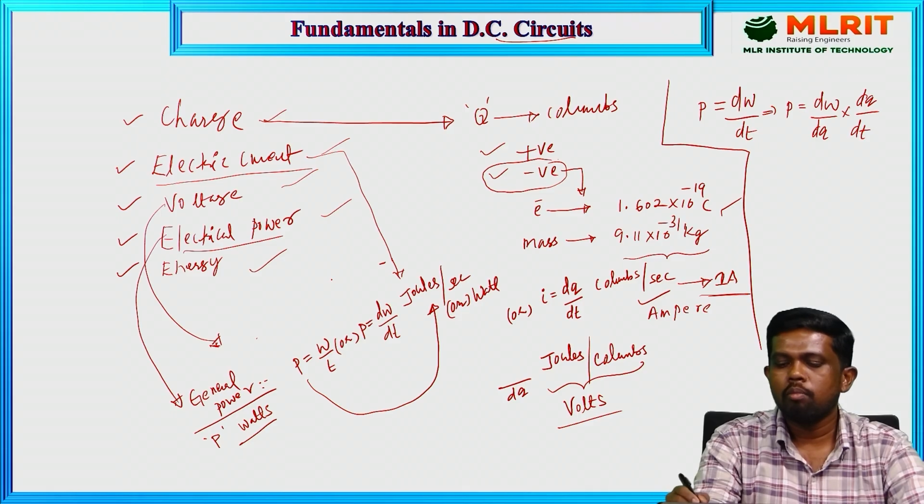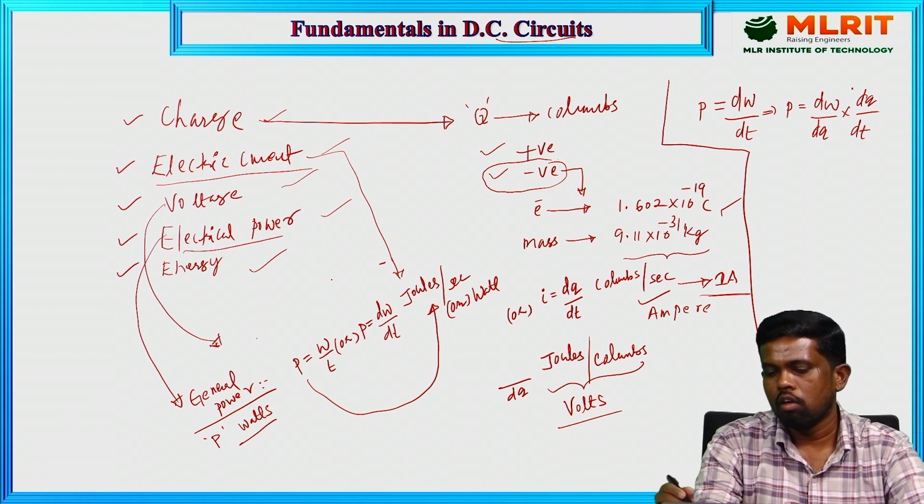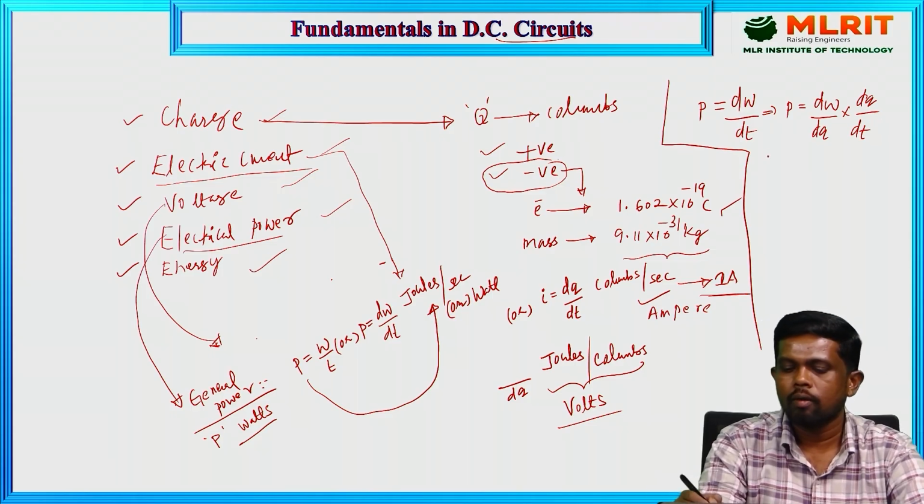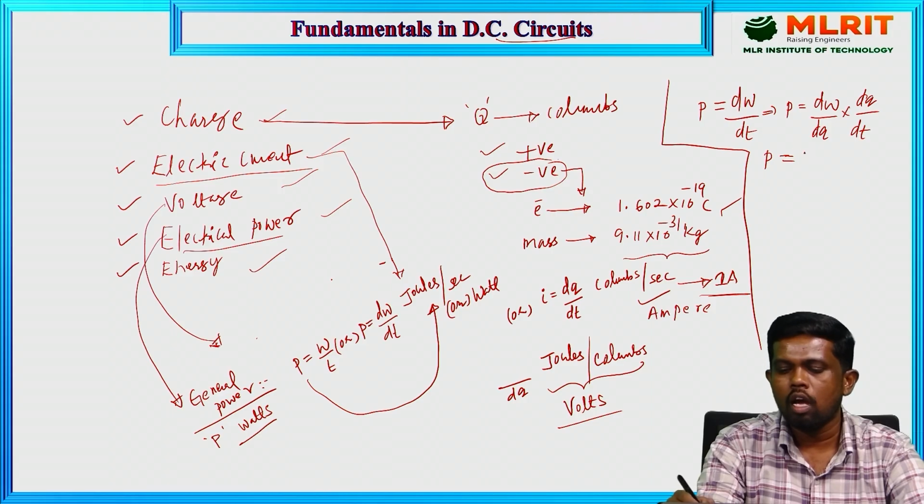What I have written means that I have done the multiplication and division with dq. That's why we got the expression like this. So P equals, here we have already seen, the work done to bring a unit charge, that is simply called the electric voltage, and this is the rate of flow of charge, which we can simply call the electric current. So we got electrical parameters again.